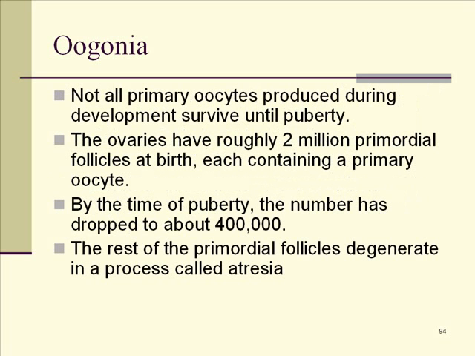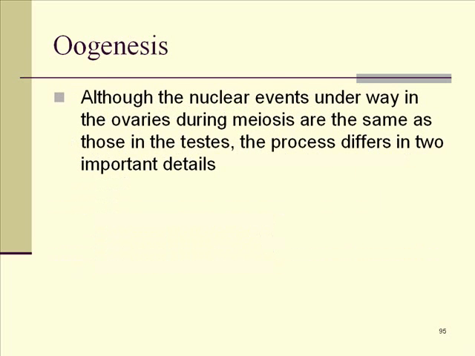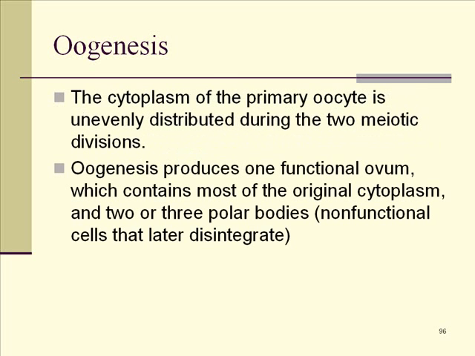The ovaries have roughly 2 million primordial follicles at birth containing a primary oocyte, but by the time of puberty that number has dropped significantly to about 400,000. The rest of these follicles will then degenerate in a process referred to as atresia. Although the nuclear events are much the same, meiosis in the ovaries is like that in the testes, the process differs in some details, and again, a lot more details are in those PowerPoints if you want to go through them. But the cytoplasm in the primary oocyte is unevenly distributed during these meiotic divisions.